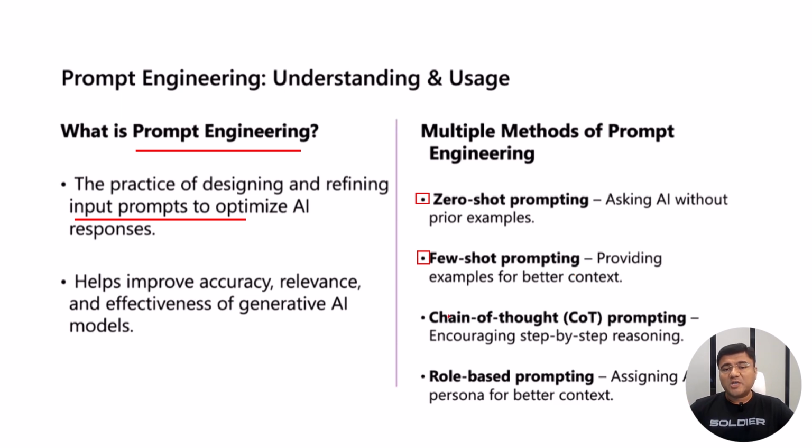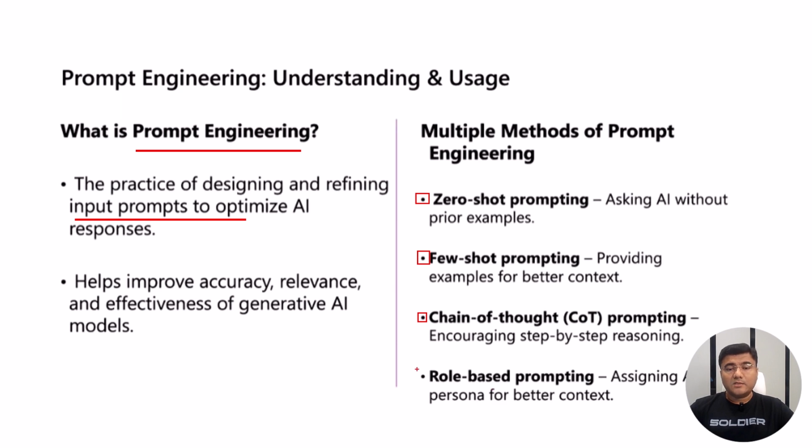Then we have chain of thought, which is a technique that helps you understand how exactly Copilot is thinking. Basically, it encourages step-by-step reasoning from Copilot. Chain of thought is a very important prompting technique when you want to test your language model also. If you want to test a language model and understand how exactly it is responding in the appropriate manner, you can use chain of thought prompting.